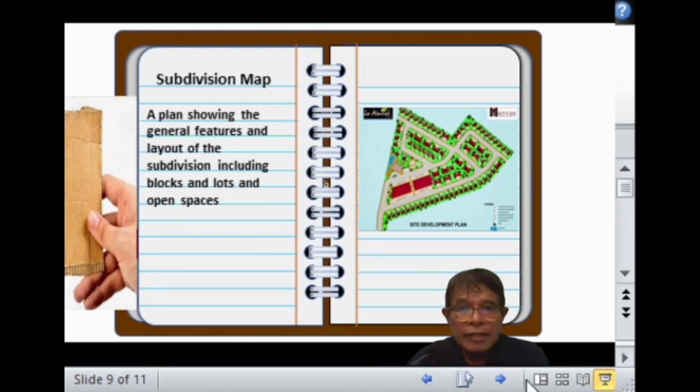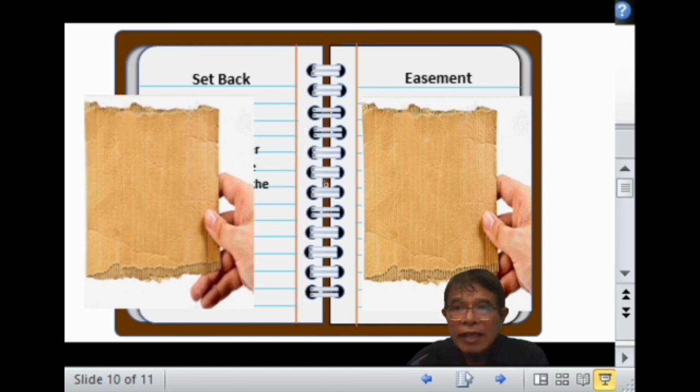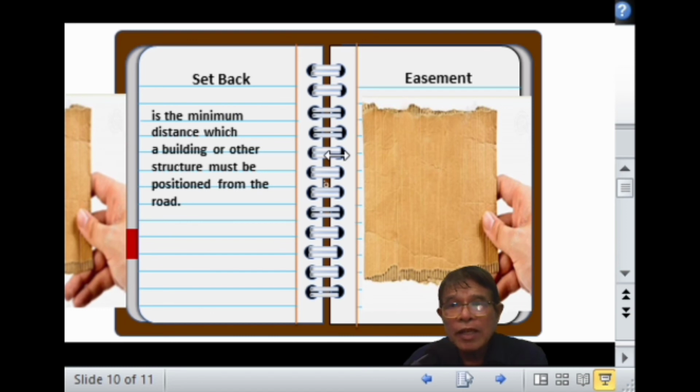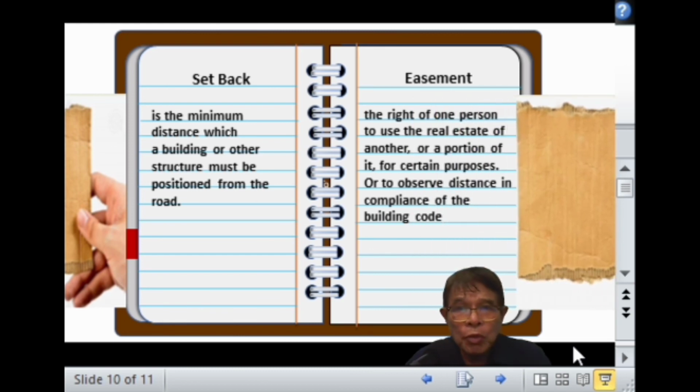Okay, next is setback and easement. What's the difference between setback and easement? Setback is the minimum distance which a building or other structure must be positioned from the road, while easement is the right of the person to use the real estate of another, or a portion of it, for certain purposes, or to observe distance in the compliance of the building code.